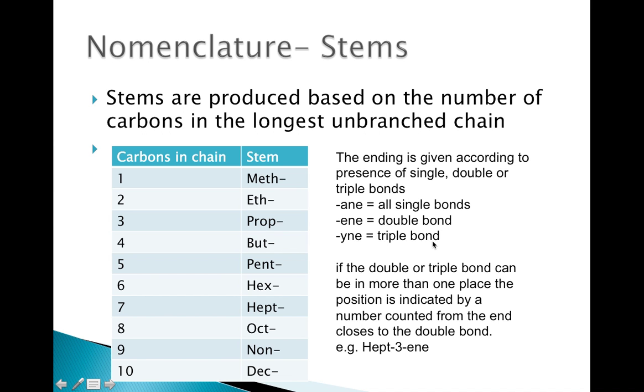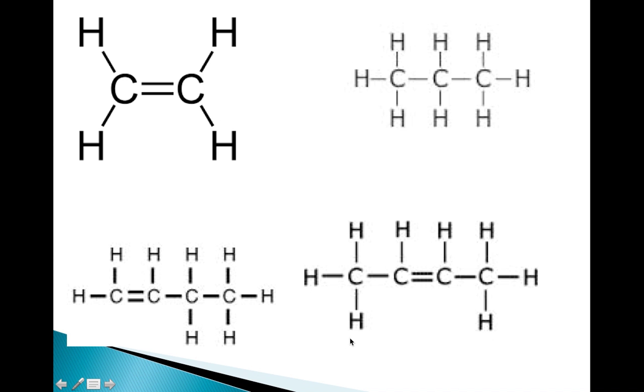We always count from the end that's closest to the double bond. So we wouldn't call something but-3-ene, because we should be counting from the other end, and that would just be but-2-ene drawn as if it was reflected in a mirror. You need to learn these stems and you need to learn these endings, and you'll learn them naturally as we practice, but you might want to make yourself a little acronym to help you remember the starting letter.